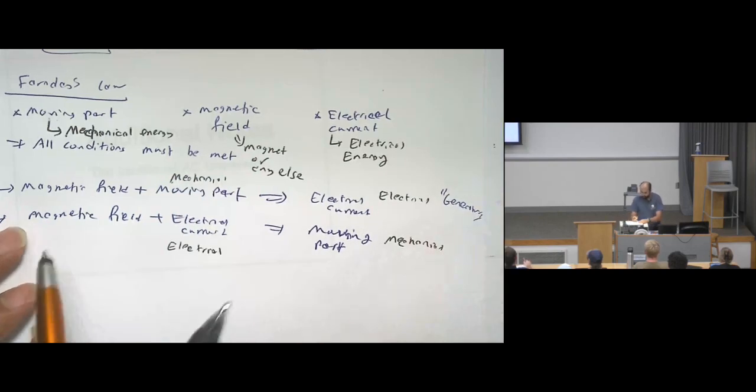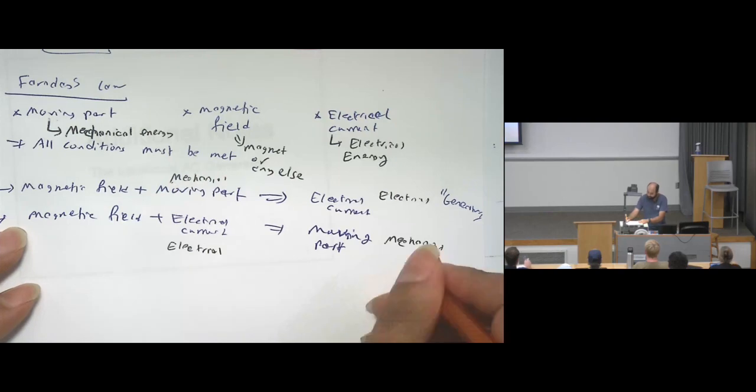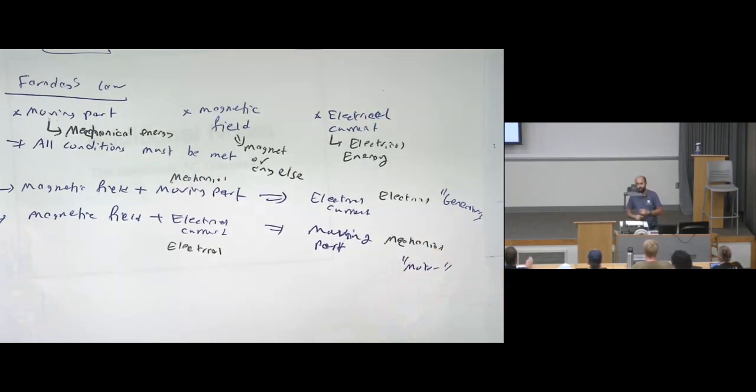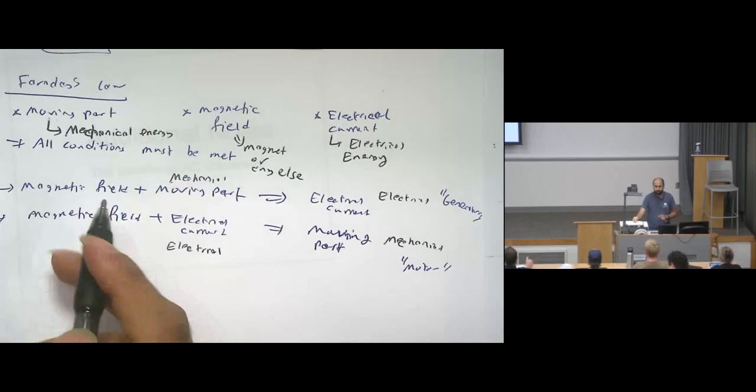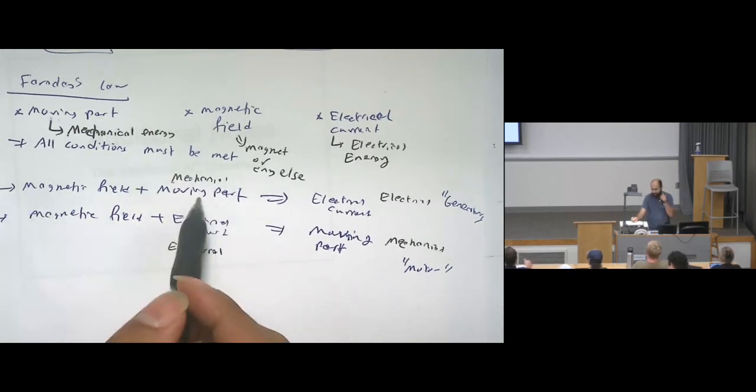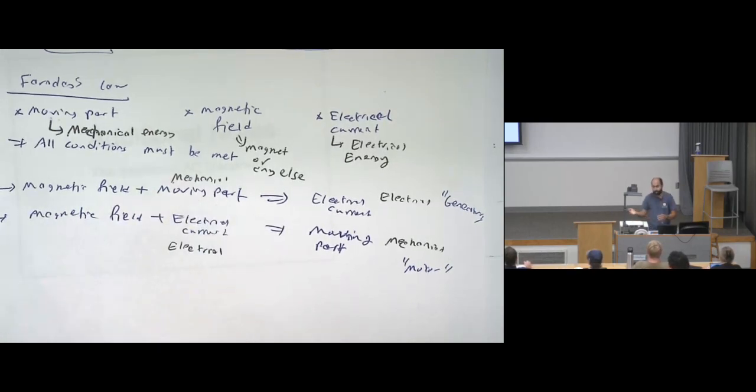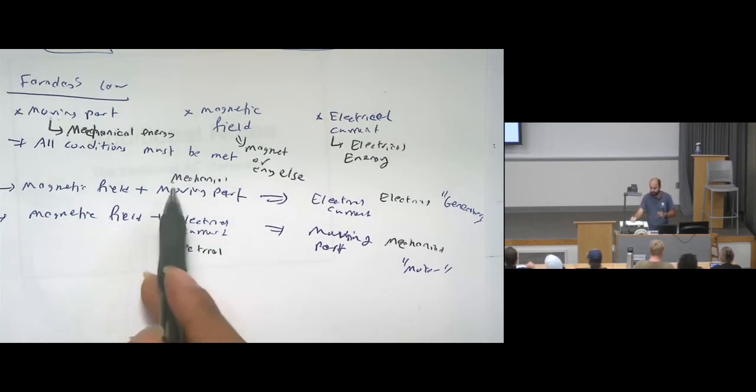When I have a magnetic field and electrical currents, this is the principle of a motor. That's it. Here's the justification. We can realize that whenever I have mechanical energy plus a magnetic field, I can produce a generator. But let's think more about it. What's the common factor between these two?